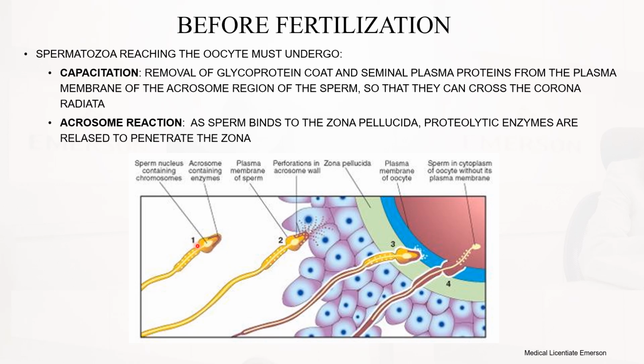So this is a sperm cell which contains chromosomes and the acrosome containing enzymes at the tip. It has to go to the corona radiata, and the plasma membrane of the sperm is still at this site. So there is going to be a removal of the glycoprotein coat, and the plasma proteins are also going to be removed during this stage. So it wants to cross the corona radiata. Once it crosses the corona radiata, we are in stage 3 now. That's where the acrosome reaction is going to take place.